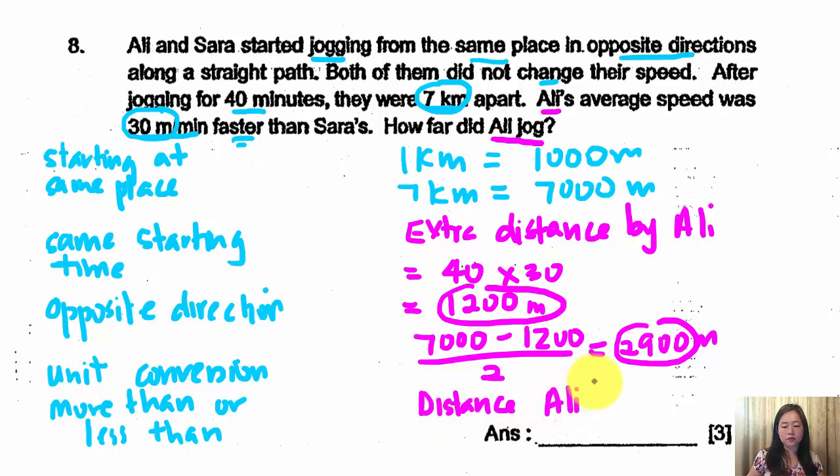So the distance Ali jogged is actually equal to 2,900 plus 1,200, which is equal to 4,100 meters. Since the question did not ask whether they want meters or km, you can express it as 4,100 meters or 4.1 km.